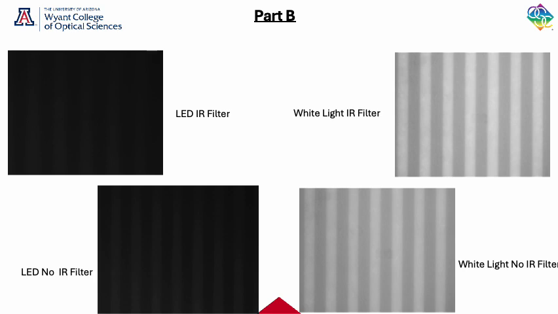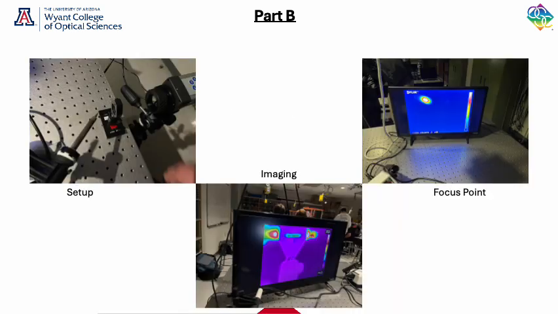Here are the results for the first part of Part B with the CMOS detector. As you can see, on the right side is the white light, the left is the LED. In lab, we verified visually that the white light source was much brighter, hence the difference in the image brightness for the LED and the white light. As you can see, the LED with the IR filter had a much greater difference in imaging than it did for the white light detector.